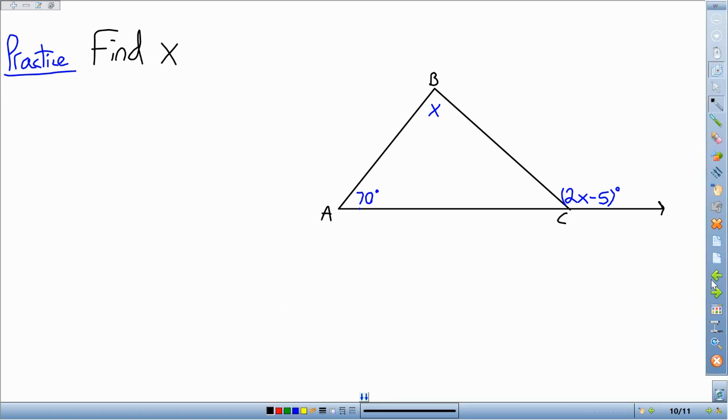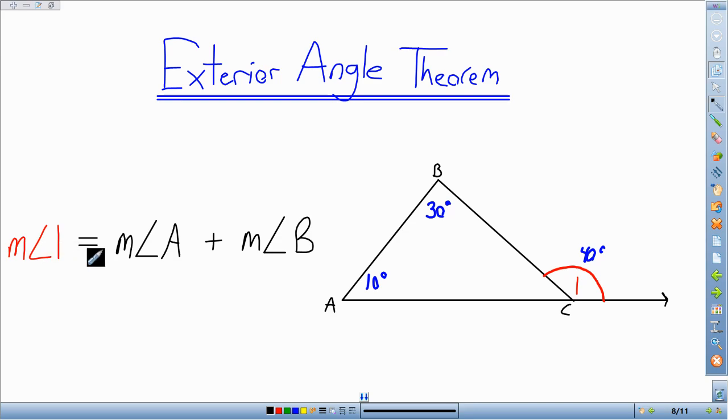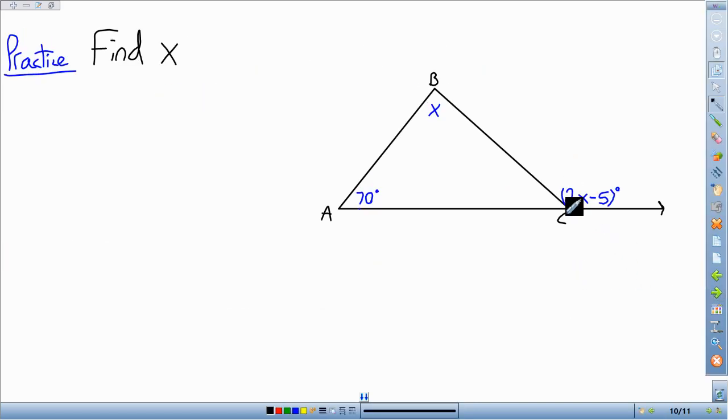Okay, so again, my exterior angle equals the two interior angles added together. So I'm going to start with that. My exterior angle is 2x minus 5. By the way, when you're writing your equations, you don't need these parentheses if there's nothing on the outside of them. You don't need the degree symbol. So the exterior angle equals the two interior angles, A and B, added together. So x plus 70, or you can do 70 plus x. It doesn't matter. So there's my equation.